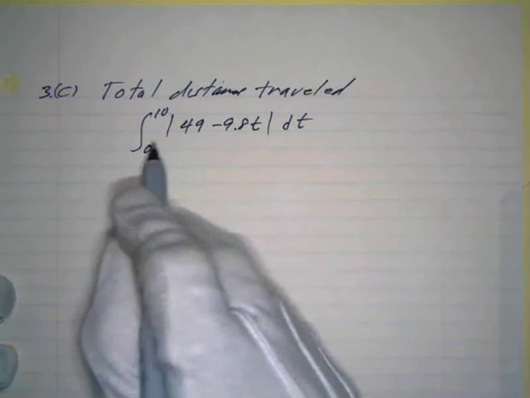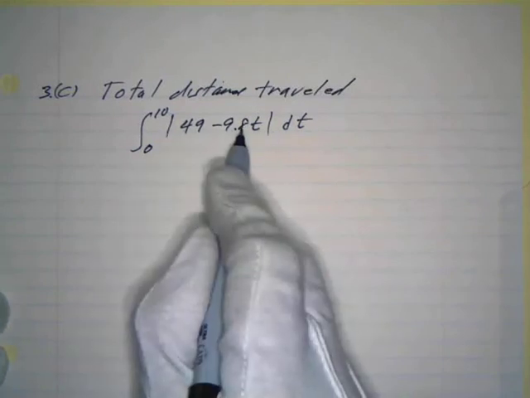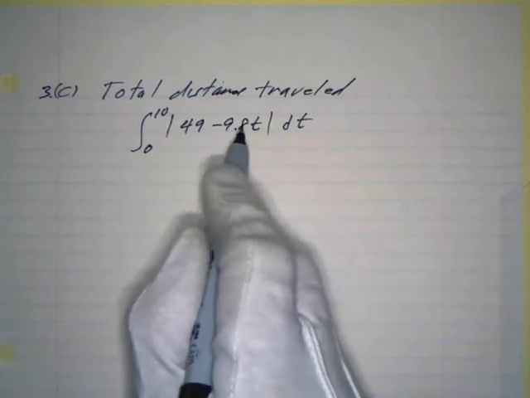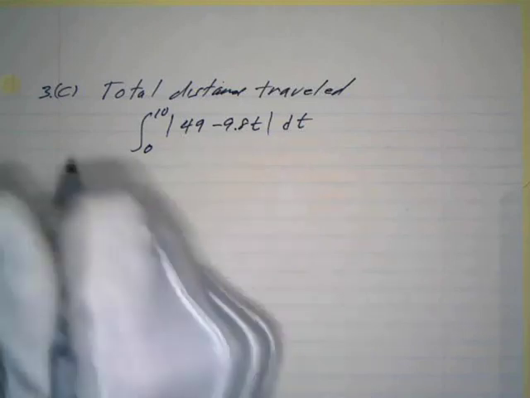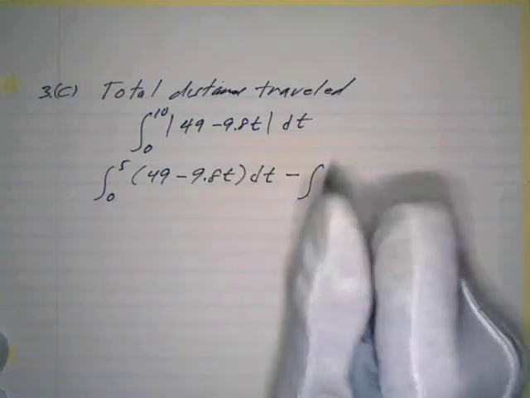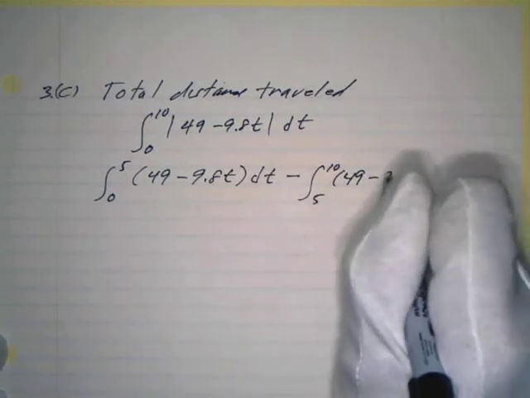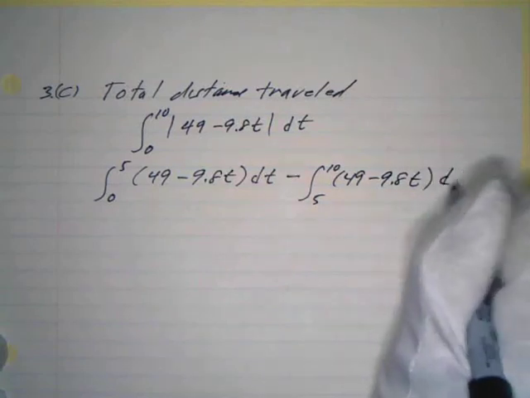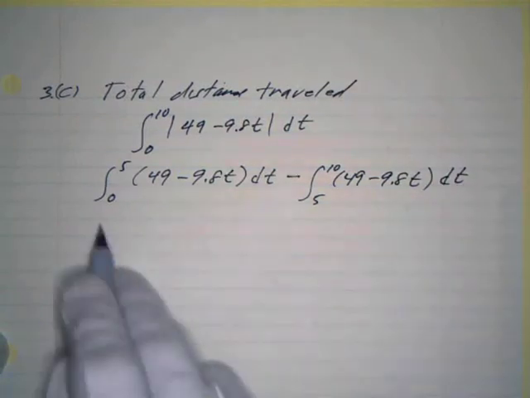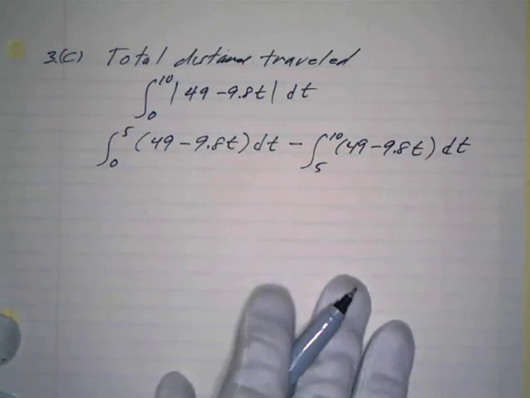And remember, the absolute value of x is x if it's positive and negative x if it's negative. So we know we're positive from 0 to 5, so we're going to break this up into two integrals. The integral from 0 to 5 of the actual 49 minus 9.8t dt, and then we have to negate the integral from 5 to 10, because that's where the value of this is negative. So I have to take its negative, and that's going to give me the absolute value. So I break it up into those two integrals.